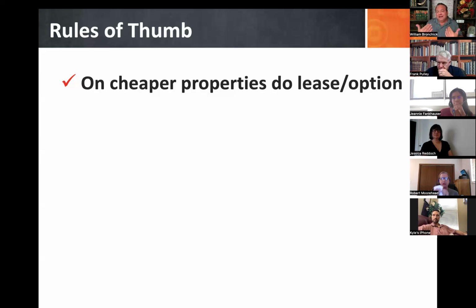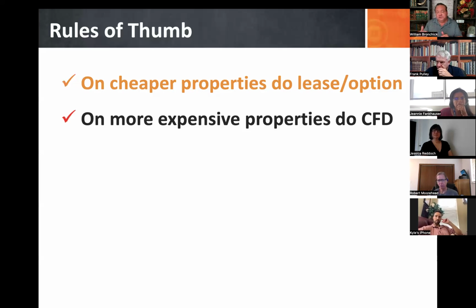So when you sell on a contract for deed, you're going to get taxes and insurance paid by the quote buyer, and therefore you're going to get more revenue coming in. So on more expensive properties, sell on contract for deed. On cheaper properties, it's better on the numbers, at least, putting other factors aside, like maintenance. It's better to do a lease option.